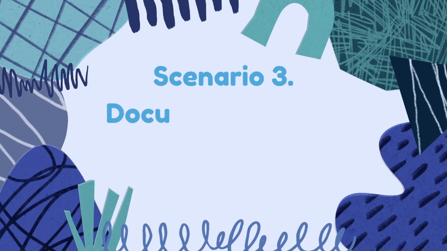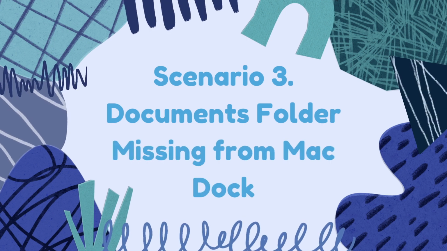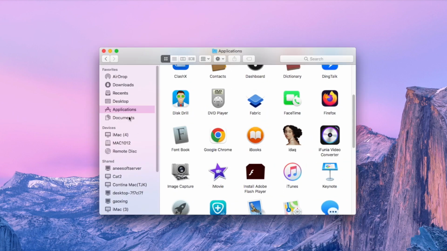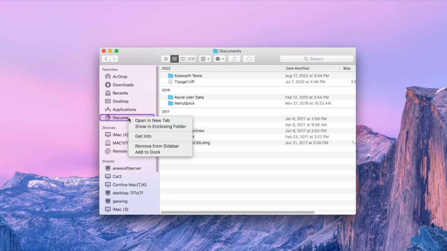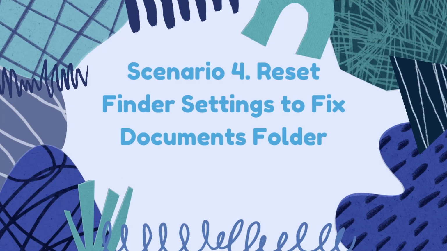Scenario 3, Documents folder missing from Mac Dock. In this case you can get it back easily. Just open Finder. Right-click on Documents. Choose Add to Dock.